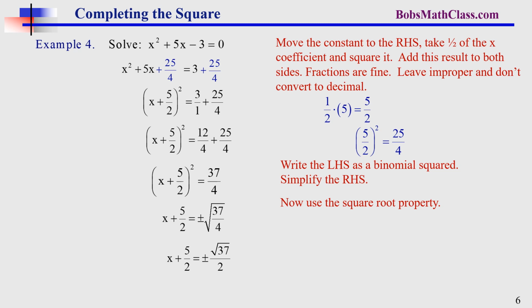Right? Square root of the top over the square root of the bottom. Now the 5/2, we need to get the x by itself, so move the 5/2 to the right-hand side. When you move the 5/2 to the right-hand side, it becomes a negative 5/2. You want to put it before the plus and minus because the radical term is always last. So that gives us x equals negative 5/2 plus and minus the square root of 37 over 2.